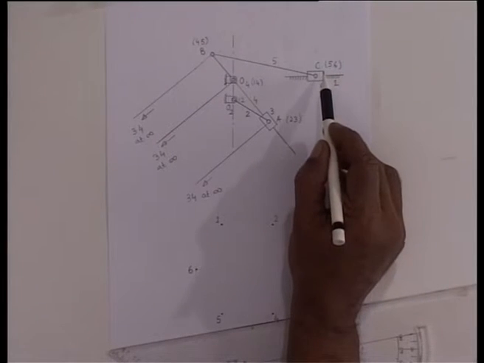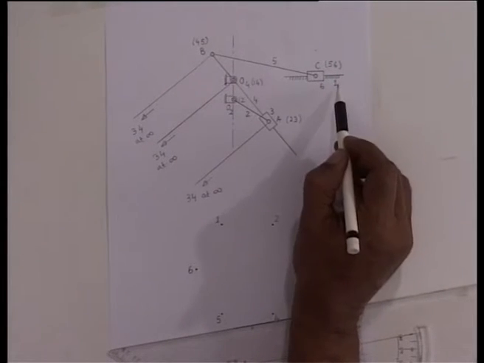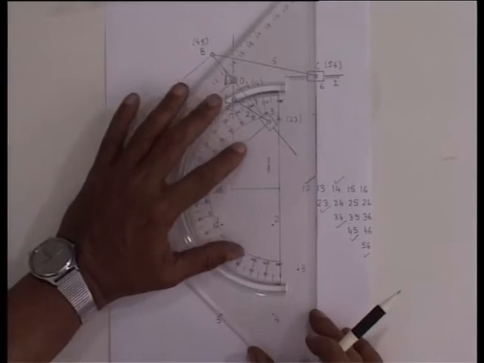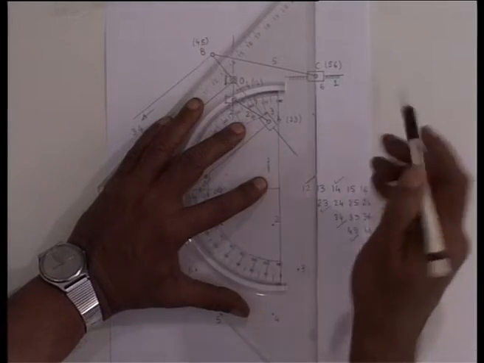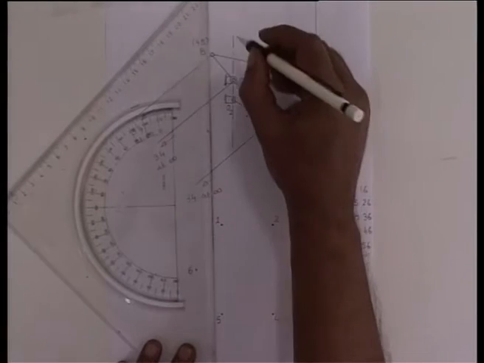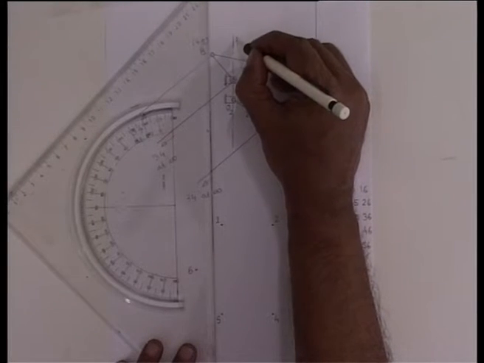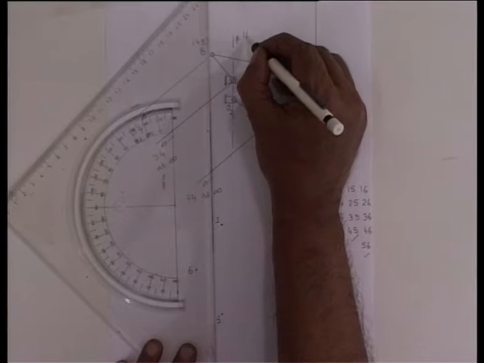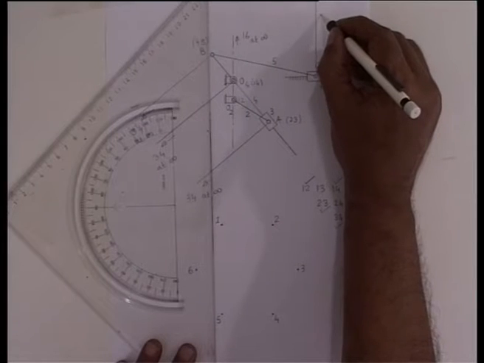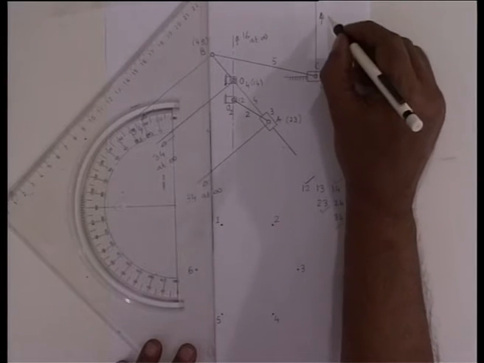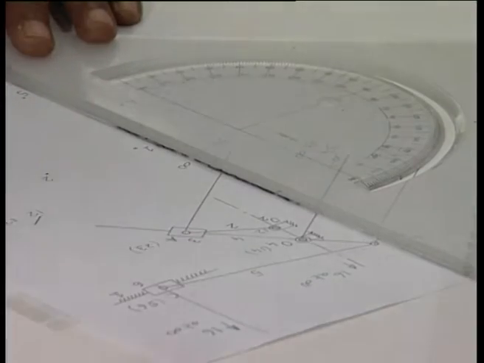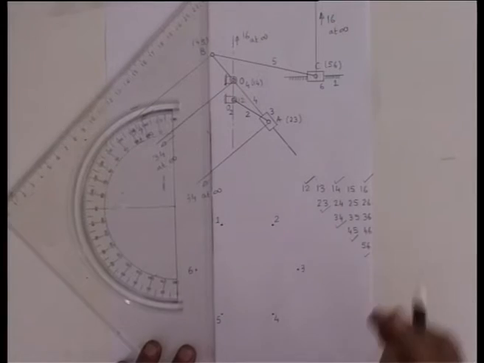6 is in perfect translation in the horizontal direction with respect to the fixed link 1. So, 1 6 lies at infinity in a direction perpendicular to the horizontal, that is vertical. So, if I draw a vertical line, all these vertical lines, I can write 1 6 at infinity along this vertical direction. So, I have located 1 6.